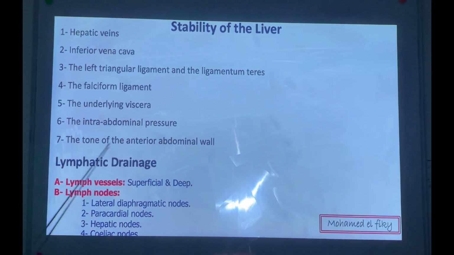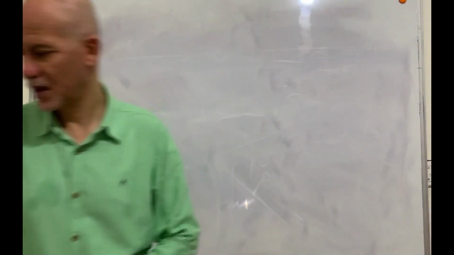Lymphatic drainage of the liver: lymph vessels, superficial and deep lymph vessels, with lymph nodes. These lymph nodes are the lateral diaphragmatic nodes, paracardiac nodes, hepatic nodes, and celiac nodes.